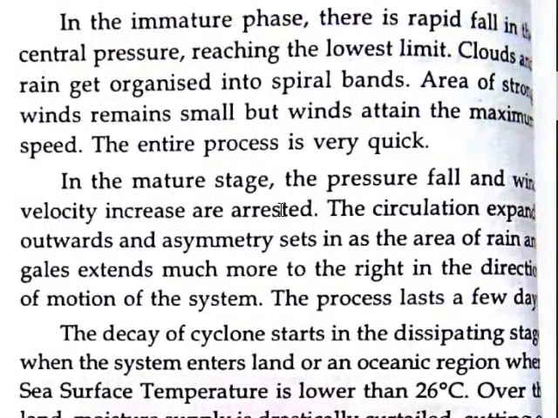In the immature phase, there is a rapid fall in the central pressure, reaching the lowest limit. Clouds and rain get organized into spiral bands. The area of strong winds remains small, but winds attain maximum speed. The entire process is very quick.